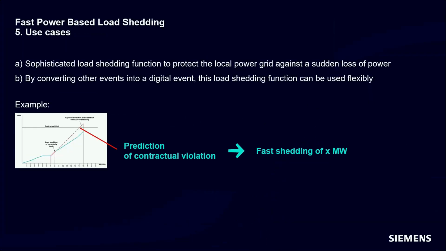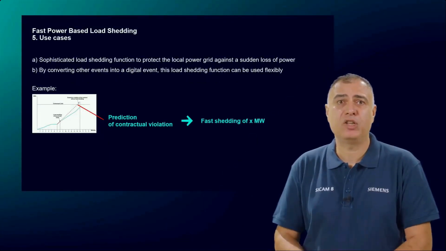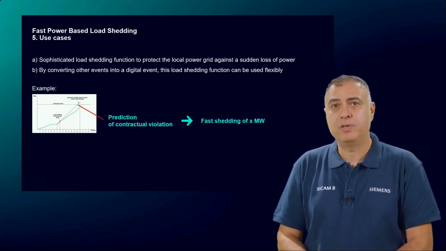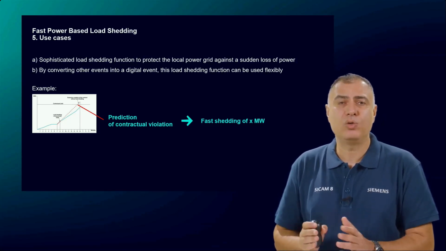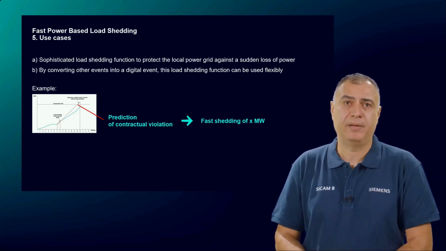Let's come now to the last slide of fast power-based load shedding, which shows possible use cases. Compared with classic frequency-based load shedding, it provides a more sophisticated function because it permanently adapts its possible reaction to the actual working mode of the grid. In other words, it does not overcompensate, and it also reacts much faster compared with frequency load shedding.